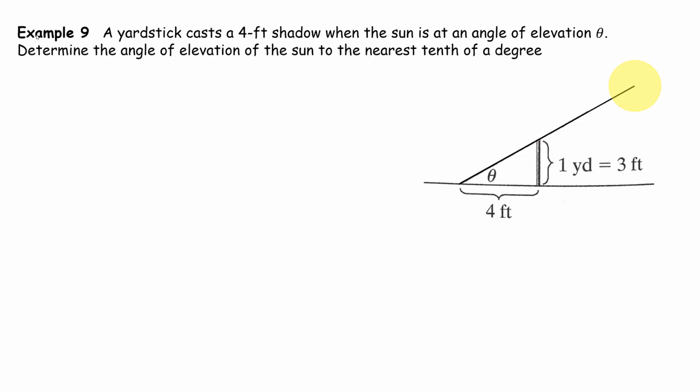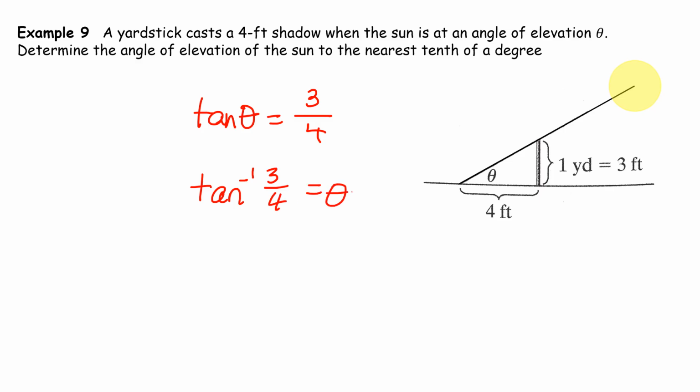Okay, a yardstick casts a 4-foot shadow when the sun is at an angle of elevation theta. Determine the angle of elevation of the sun to the nearest tenth of a degree. So we have this picture here, and all we need to do is find theta. We have opposite and adjacent. So we have tangent of theta is equal to 3/4. So inverse tangent of 3/4 is equal to theta. And if we punch that into our calculator, we get that theta is about 36.9 degrees.